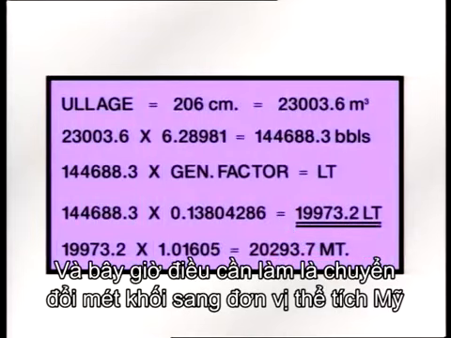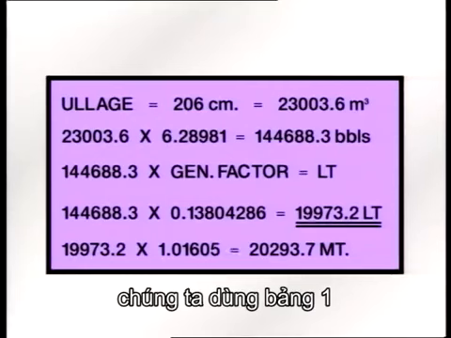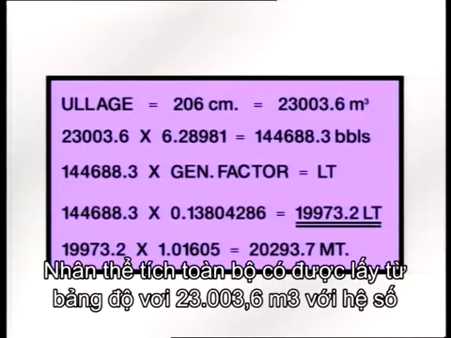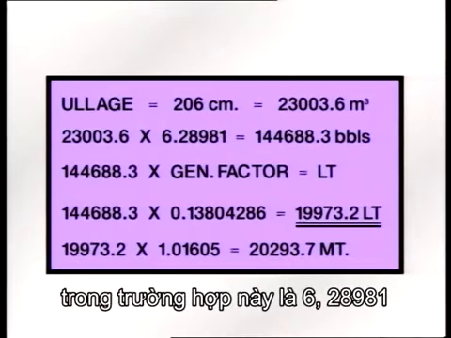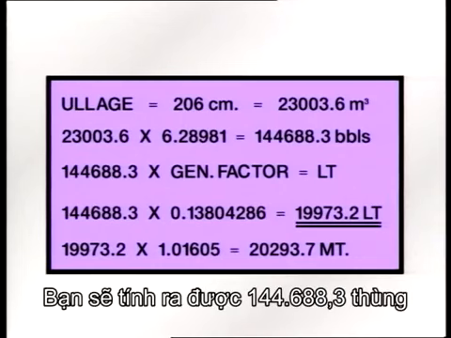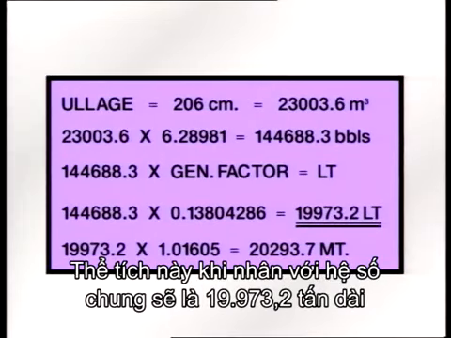Now it's necessary to convert cubic meters to US barrels. Use Table 1. Multiply the gross volume obtained from the ullage table, 23,003.6 cubic meters, by the factor, in this case, 6.28981. You will get 144,688.3 barrels, which when multiplied by the general factor gives 19,973.2 long tons.